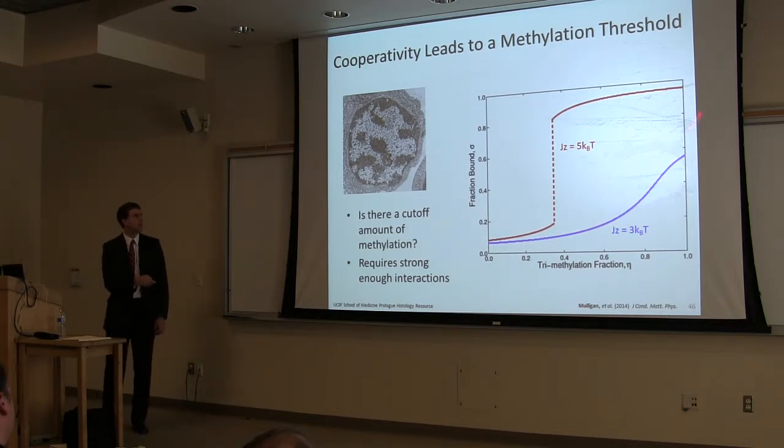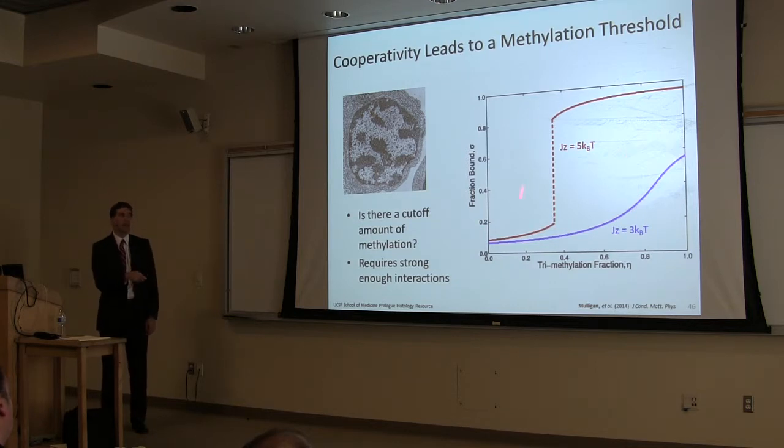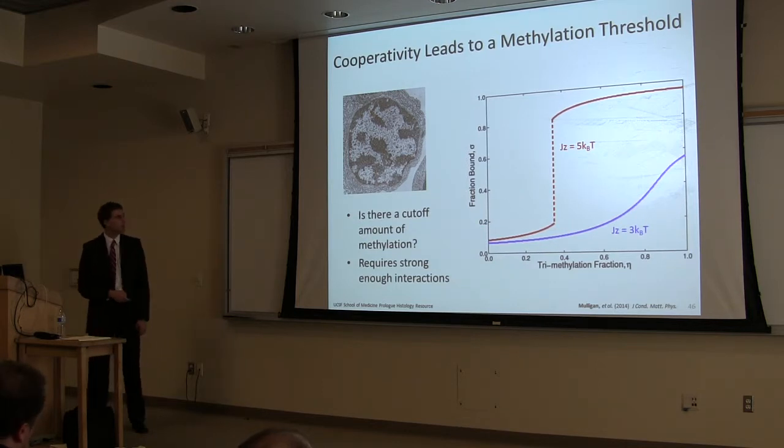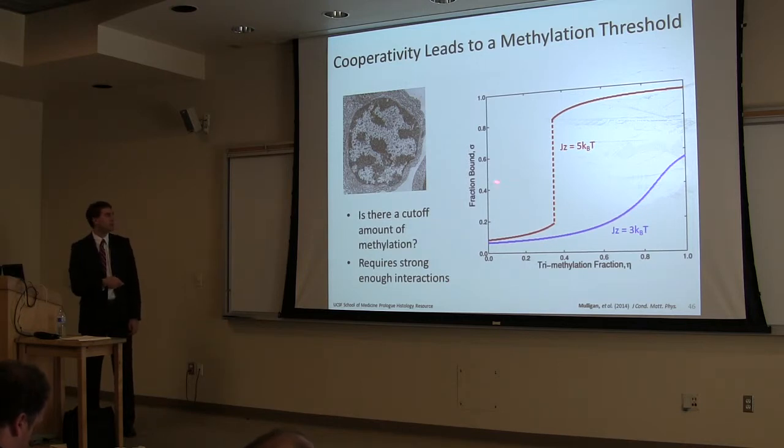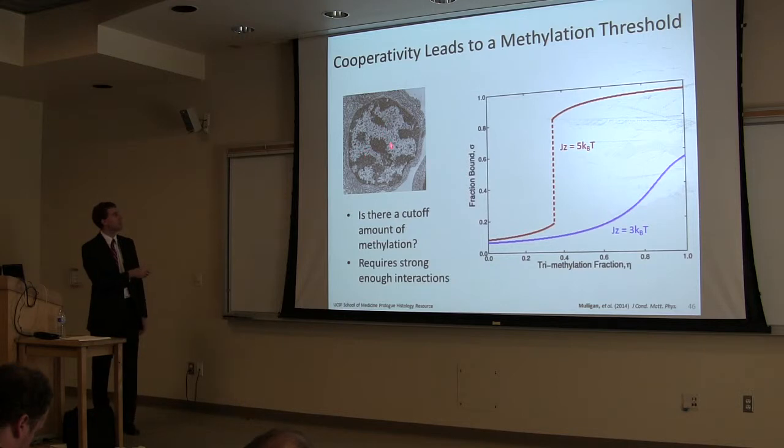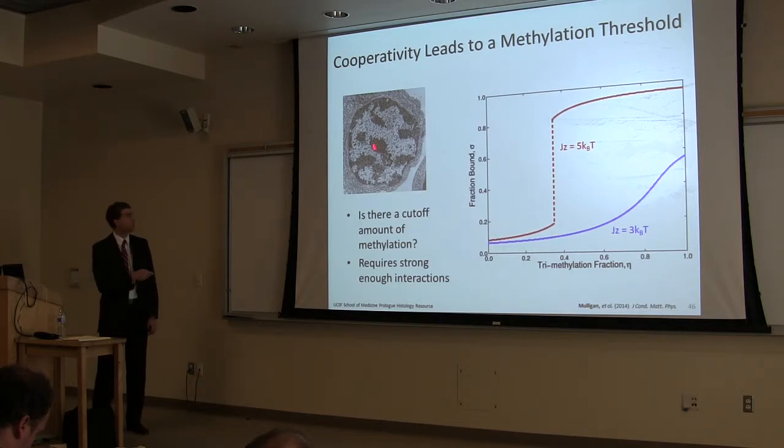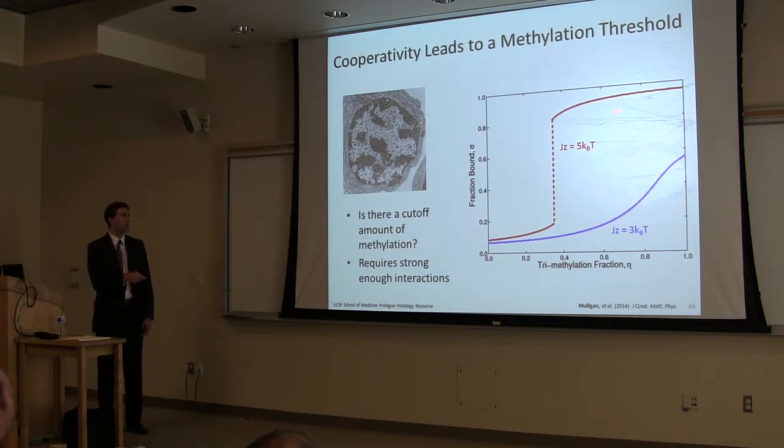But in the red curve, Jz equals 5 kT, you see the sudden jump characteristic of a phase transition. Here you can see the value of the phase transition, because if instead we had low cooperativity, these regions would just blend into one another, and you wouldn't create the clearly segregated heterochromatin domains that you see in this picture. Instead, this defines a threshold that the cell needs to keep these regions above. If it has a methylation above this amount, those regions will form heterochromatin, otherwise they'll be more accessible regions.